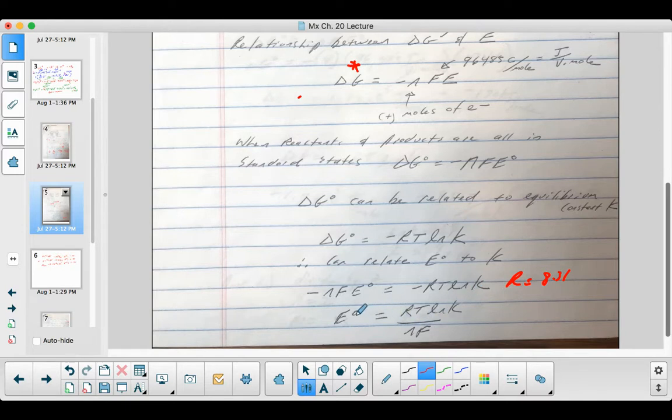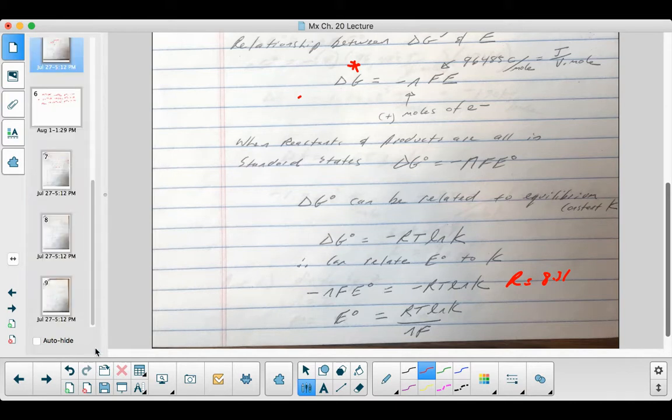And so to calculate the E naught, the standard cell potential, I can say that it's equal to, by algebraic manipulation, RT natural logarithm of K over NF, where N is the moles and F is the Faraday constant. So that shows me the relationship between cell potential and the value of the equilibrium constant for the ions in the solutions of the voltaic cell.